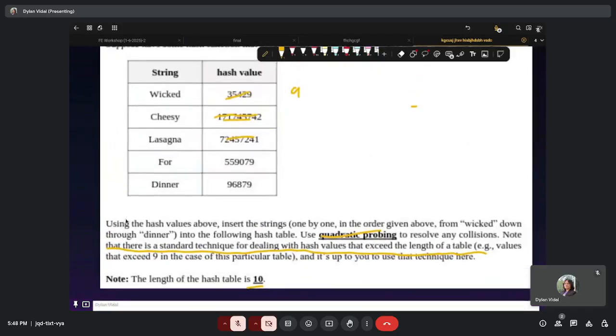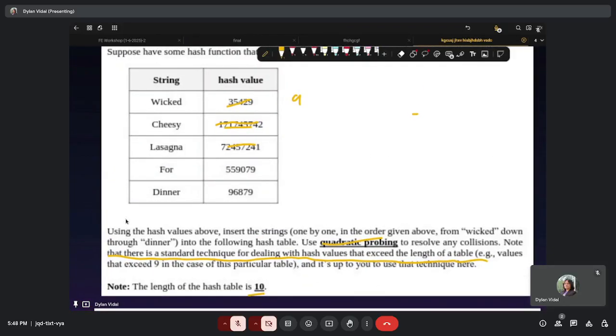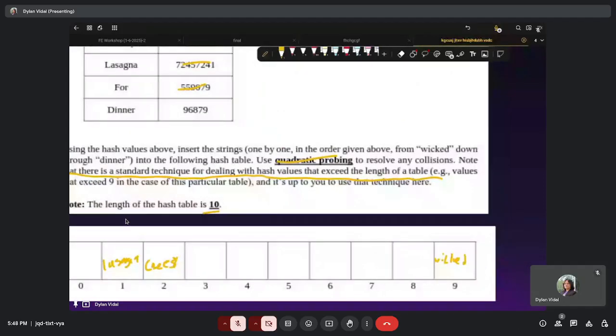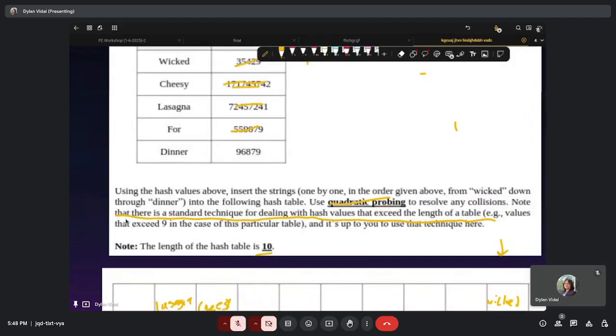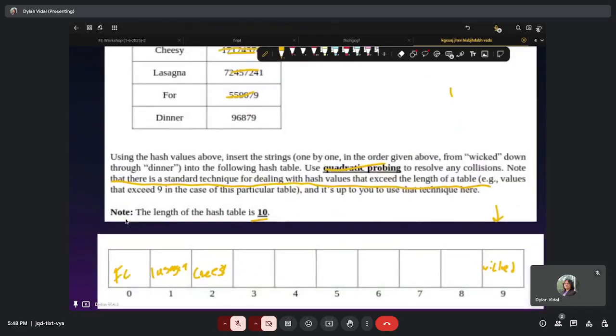Lasagna. Okay, we're all good. 4, where is this going to go? So we go to position 9. 9 is taken. So let's try our quadratic probing strategy. What is the next index we go to? We go to 0 because we go 1 forward. And that means 4 now goes in position 0.